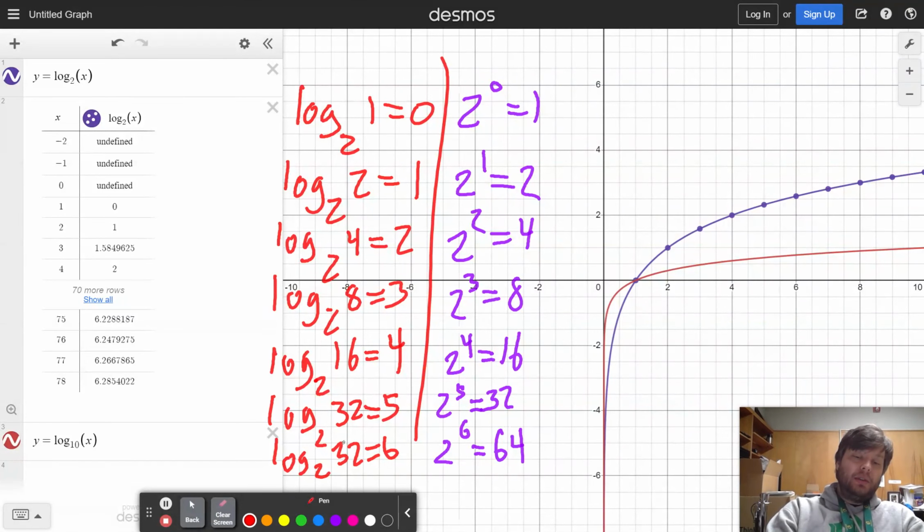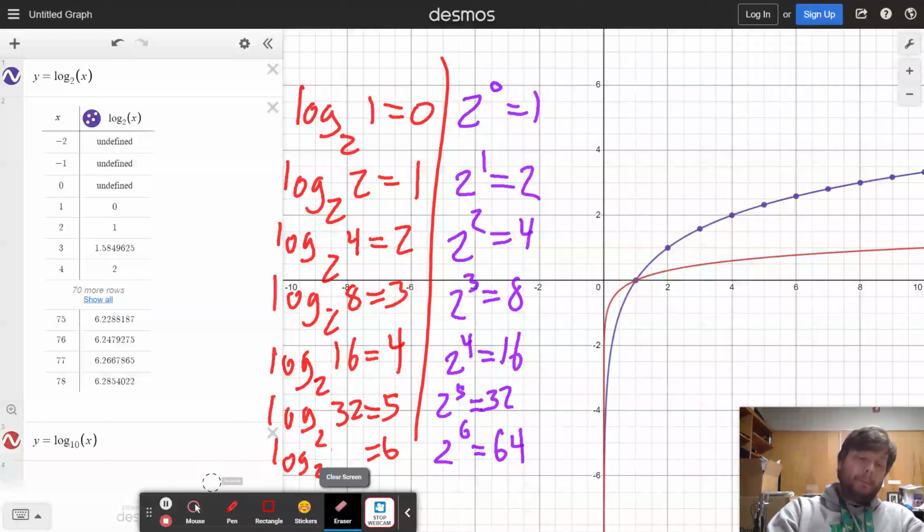Oops, I made a mistake. I was going too fast. This shouldn't be 32. Should have been 64.